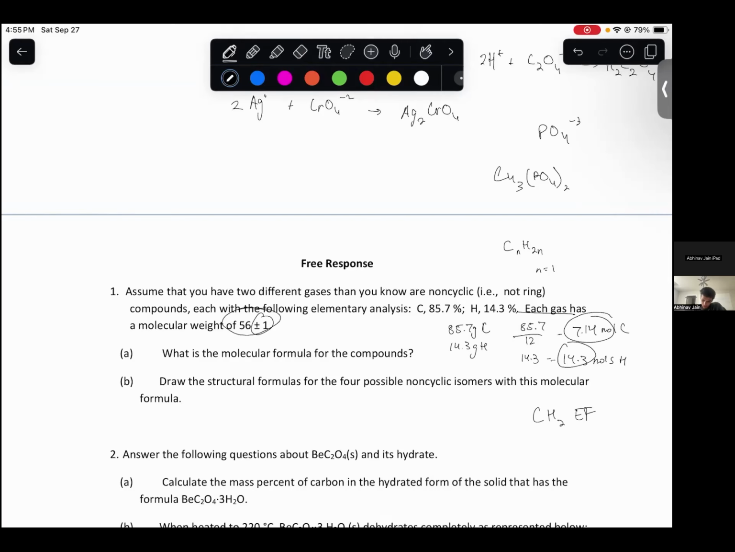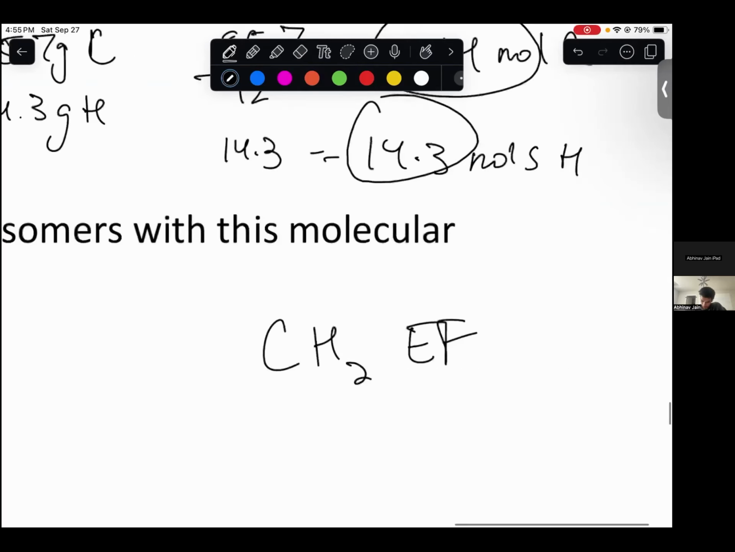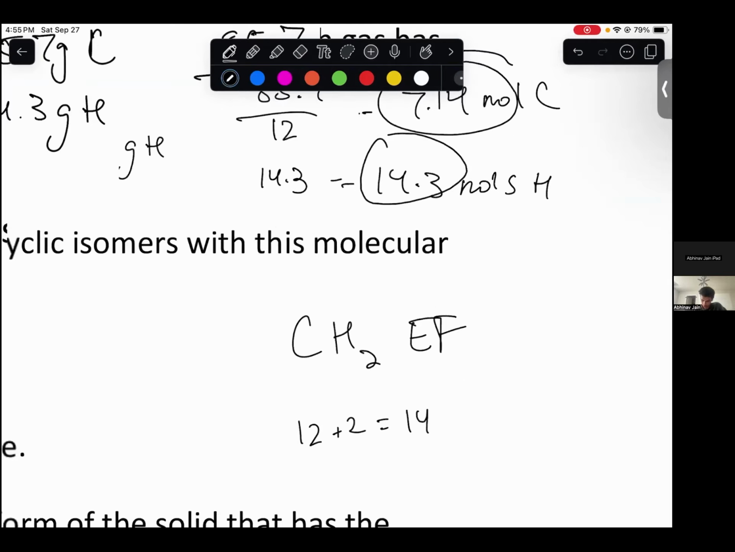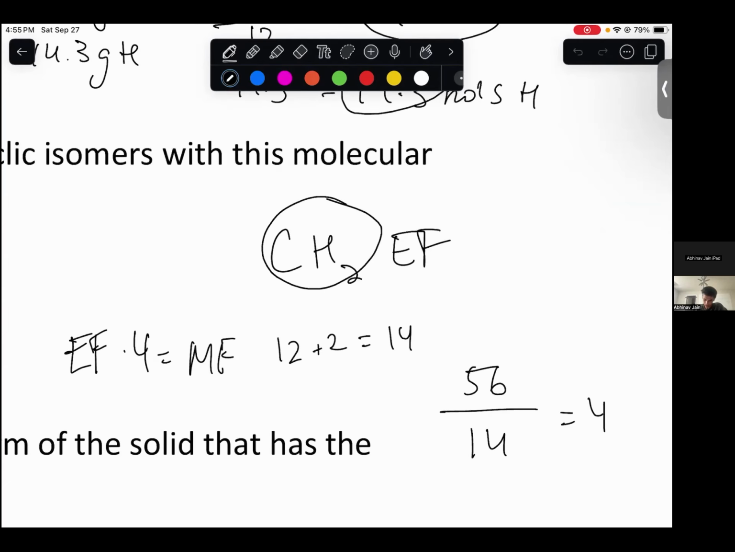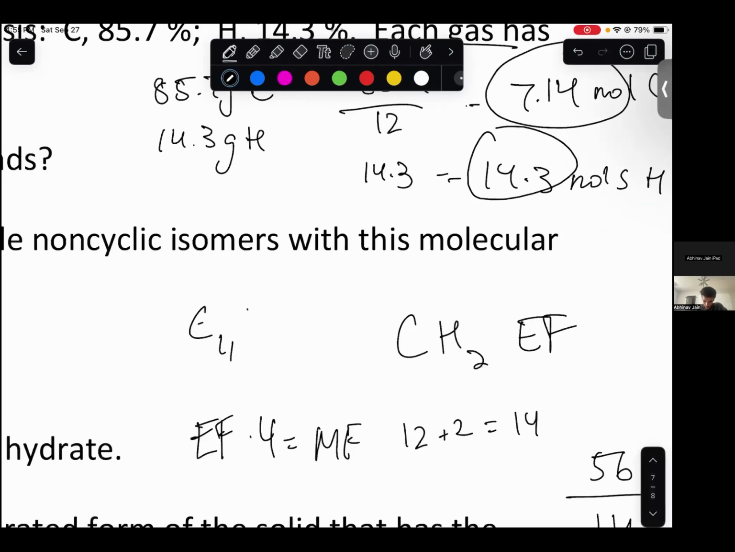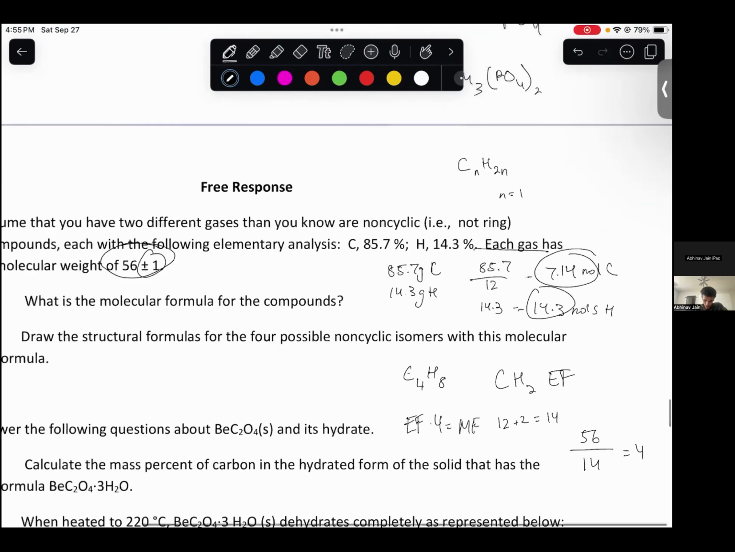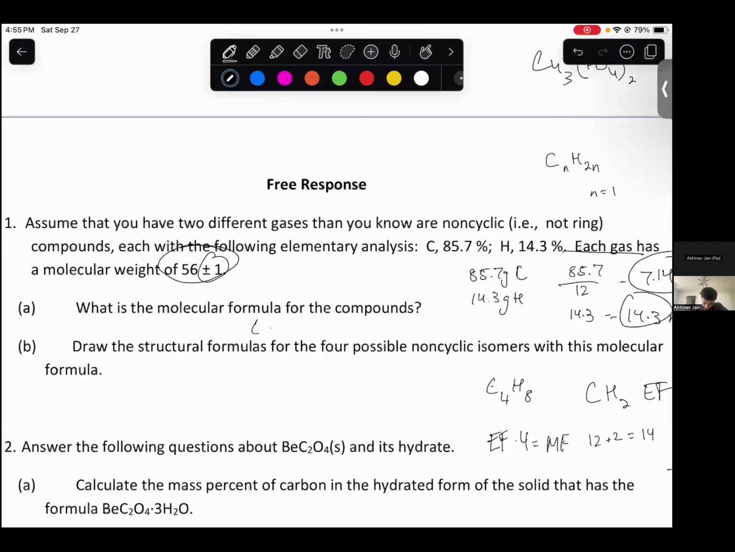It says, what is the molecular formula for the compounds? If we look at the empirical formula, this has a molar mass of 12 plus 2, that's going to be 14. So to find the molecular formula, 56, the molar mass of the entire compound, divided by 14, it's going to be 4. That means you have to multiply the EF times 4 to get to the MF. So when we multiply this by 4, we're going to get C4H8. The molecular formula of the compounds is going to be C4H8.